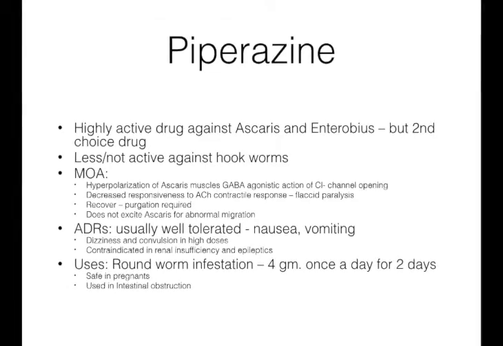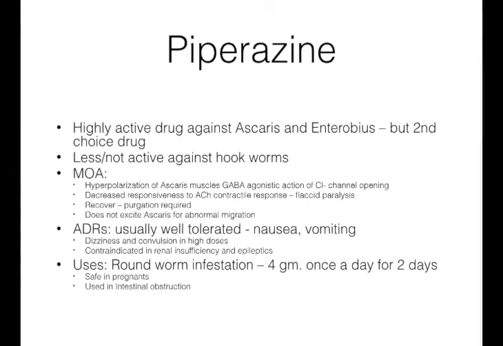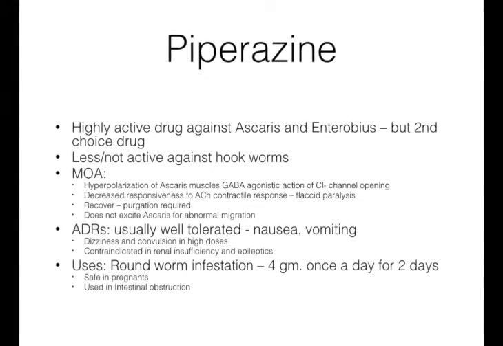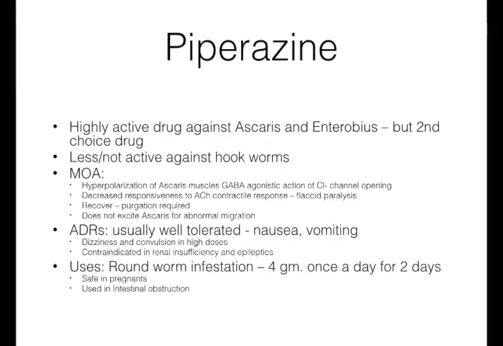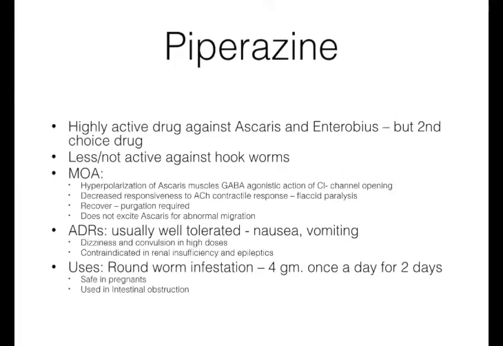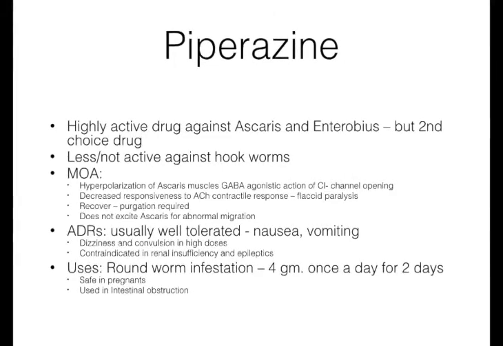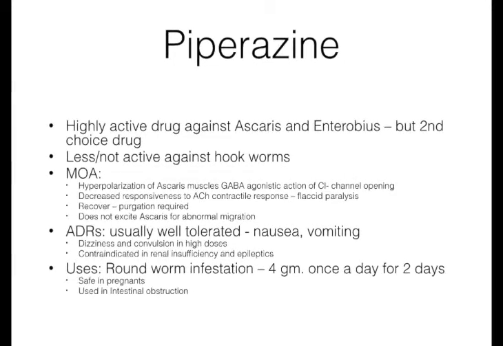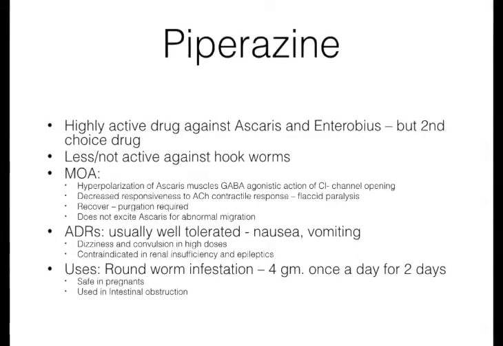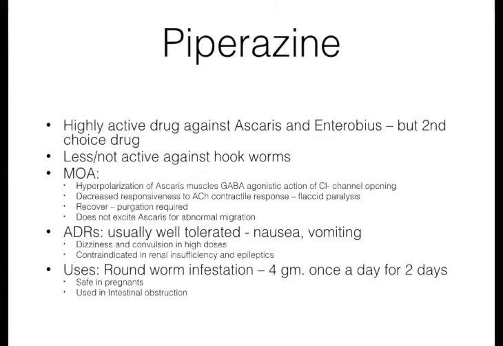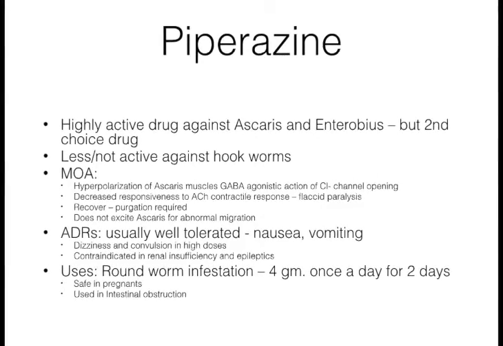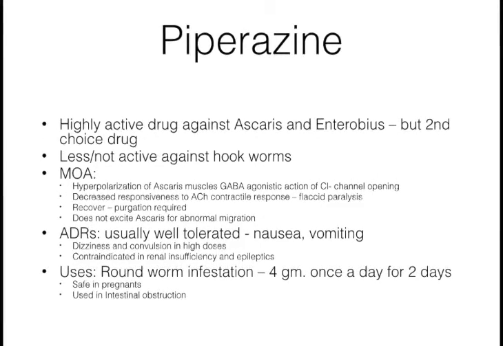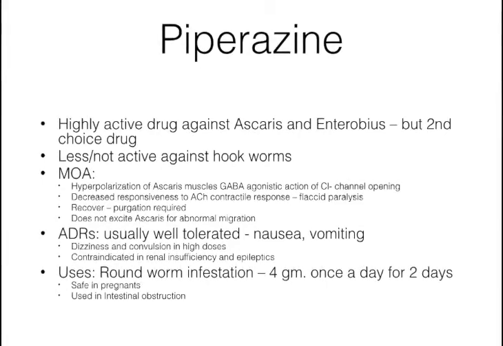Piperazine is available as the hexahydrate and as a variety of salts. It is readily absorbed and maximum plasma levels are reached in 2 to 4 hours. Piperazine causes paralysis of ascaris by blocking acetylcholine at the myoneural junction. Worms are expelled by peristalsis.